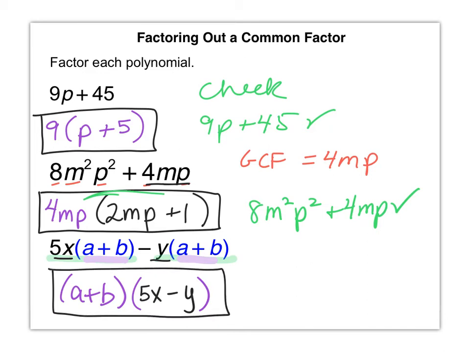Now you can work to see if you would end up with that by distributing. The check step would be multiplying the whole a plus b times 5x and the whole a plus b times y. So a plus b times 5x can be written as 5x times a plus b, and a plus b times y, you can write it as minus y times a plus b.